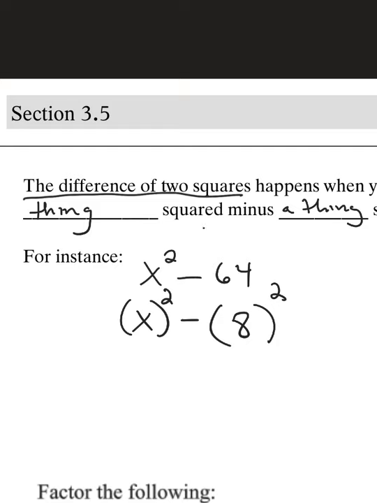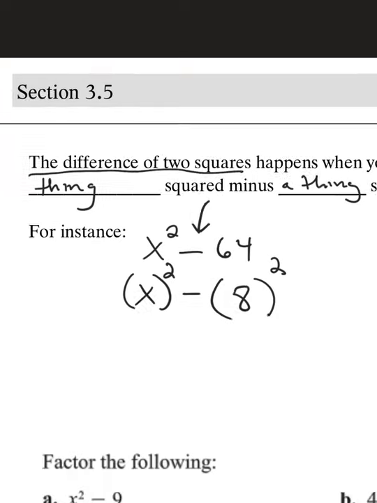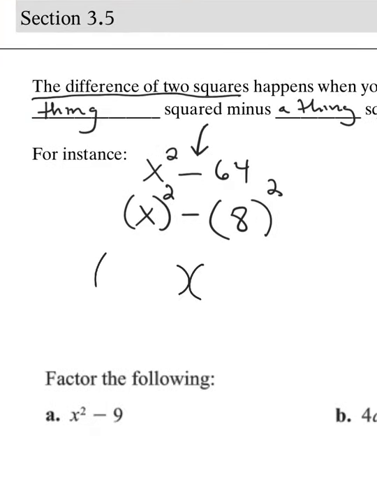If you can do this with a minus sign in the middle, then you can factor this with two sets of parentheses. One has a plus, one has a minus, and x gets to go in the fronts, and 8 gets to go in the rears. X plus 8, x minus 8. It only works if you have something squared minus something squared.